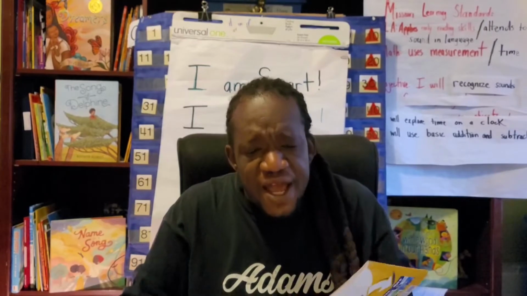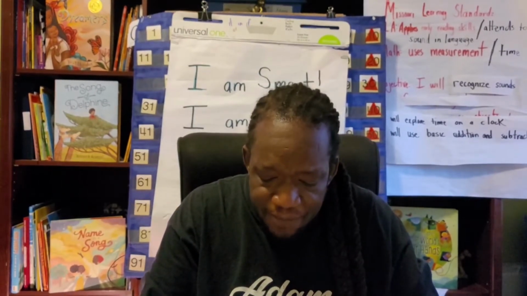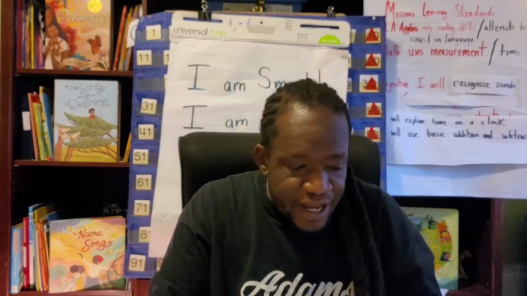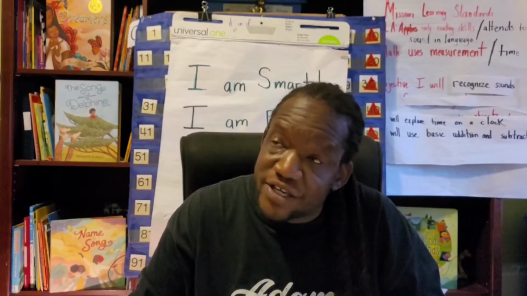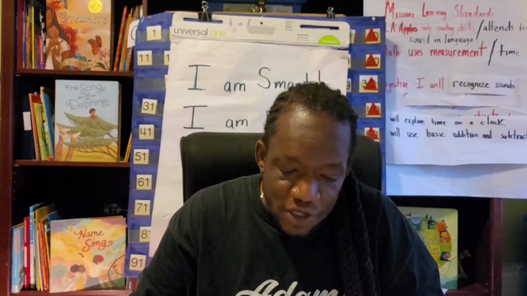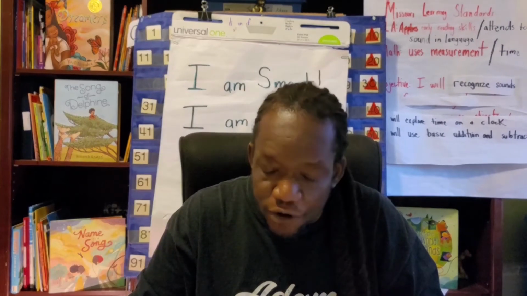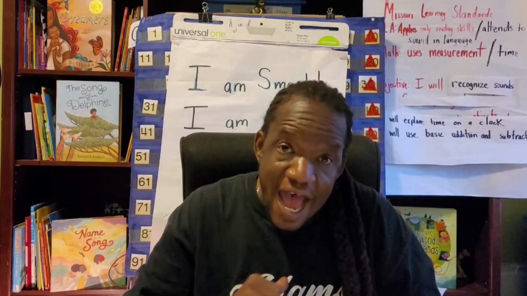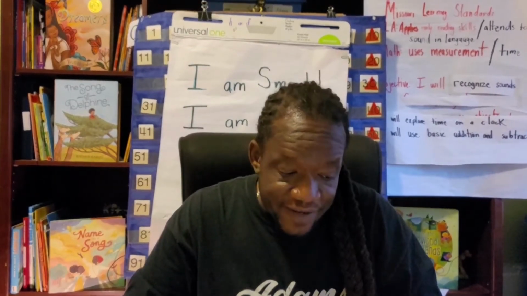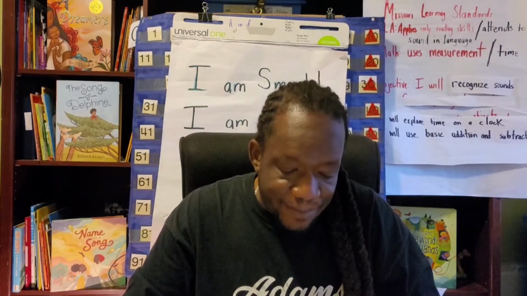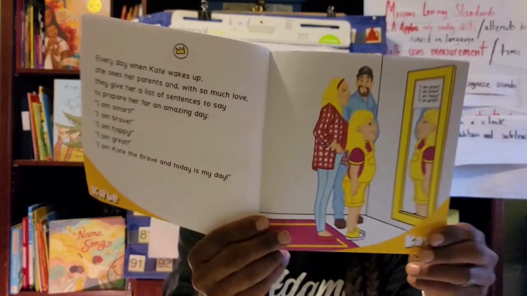Here we go. I Am Kate the Brave, a story about loving our planet by Jasmine Furr, and I have permission from her to read her book. Every day when Kate wakes up, she sees her parents with so much love, they give her a list of sentences to say to prepare her for her amazing day. I am smart. I am brave. I am happy. I am great. I am Kate the Brave, and today is my day.